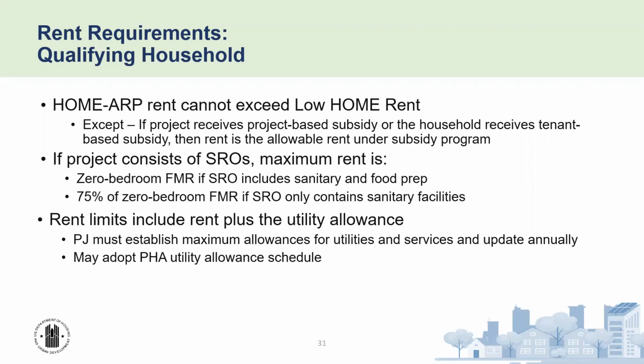The PJ is required to establish maximum utility allowances and update the allowances annually, or the PJ can adopt the PHA utility allowance if it so chooses. In any case, it must review and approve the HOME-ARP rents proposed by the project owner. And if the household is paying for utilities, the PJ must determine that the rent for the unit does not exceed the maximum rent minus the monthly allowance for utilities and services.